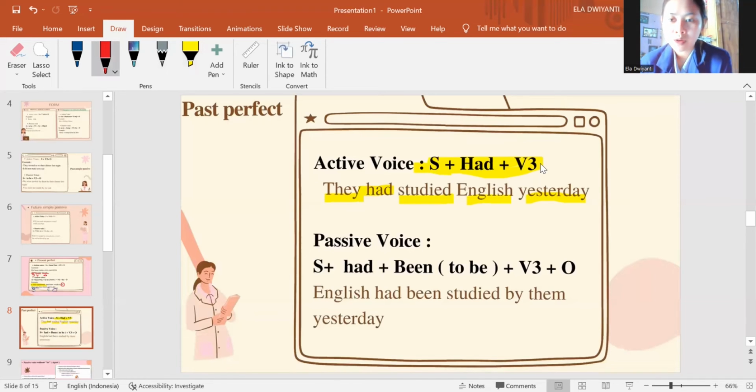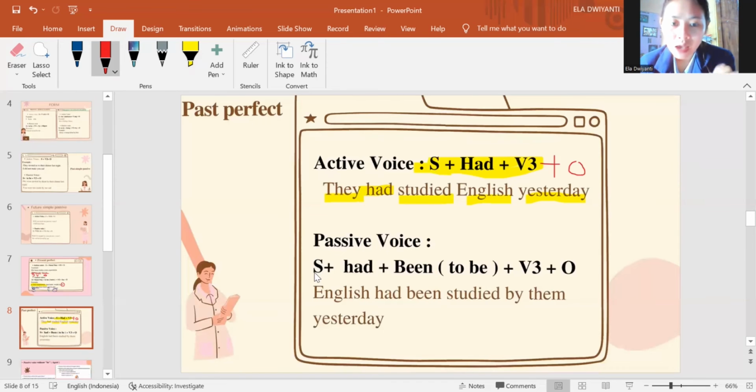Okay, I'm sorry, I made a mistake. We need the object in the active voice. The active voice pattern is subject, had, verb 3, and object. In the passive voice, the pattern is subject, had, been, verb 3, and object. The subject in the active voice becomes the object in the passive voice, and the object in the active voice becomes the subject in the passive voice. Okay.